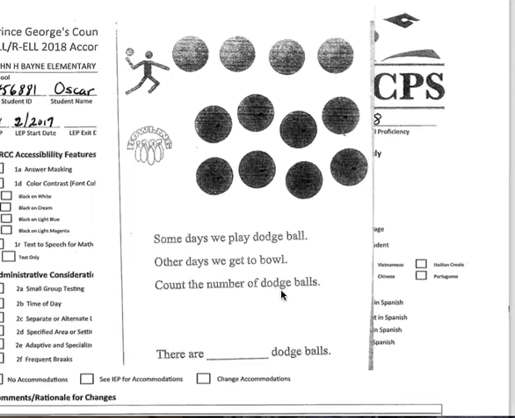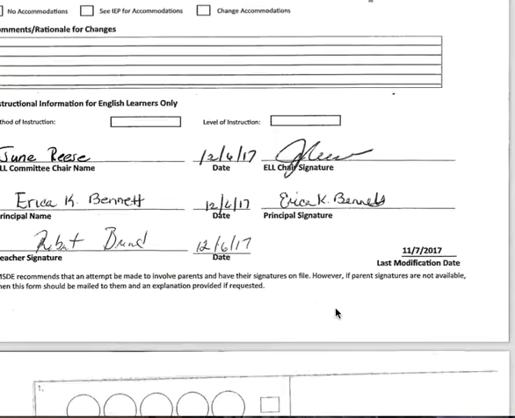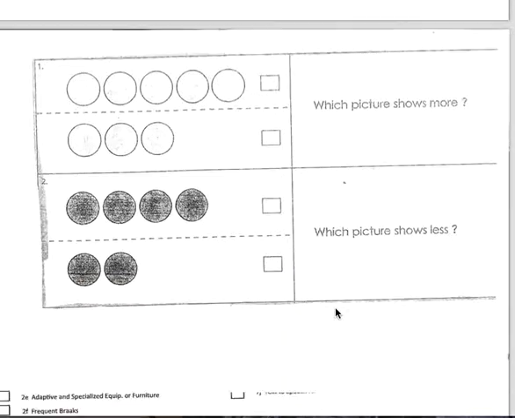Count the number of dodgeballs. Once again, some days we play dodgeball, other days we get to bowl. Count the number of dodgeballs. You only want to count dodgeballs. Once you finish counting the dodgeballs, you write the number here in the blank so that your sentence will read, there are, whatever your number is, dodgeballs. Let's move on to the next question. I apologize for the extra writing there.